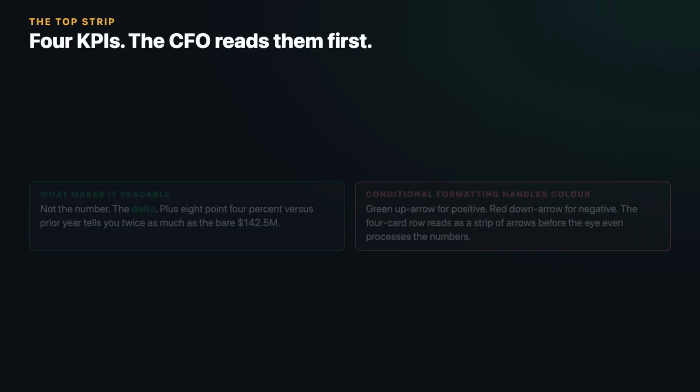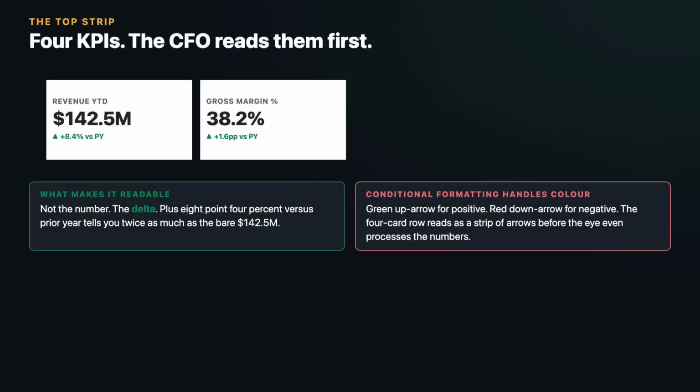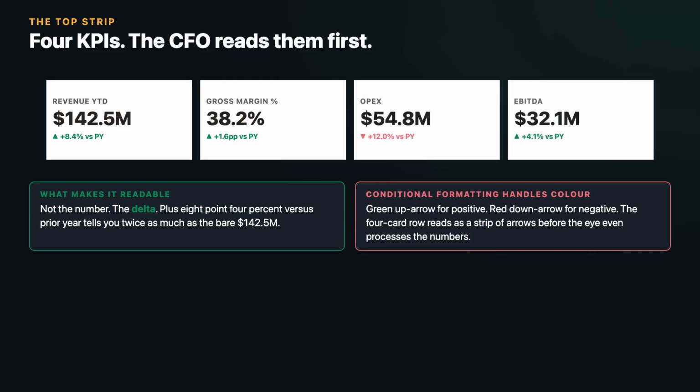The top strip. 4 KPI cards. Revenue year to date. Gross margin percent, OPEX, EBITDA. Each one is a single measure we already wrote.